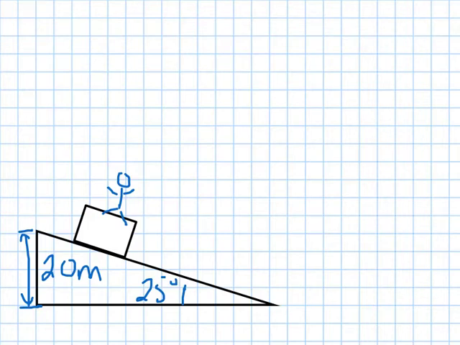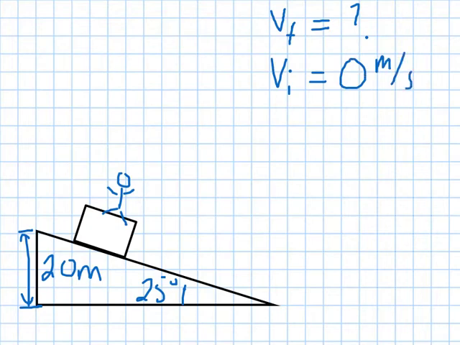So what we're looking for is a v final. I don't know what that is. To solve this, I usually need to know something about the initial speed. The problem doesn't say, but if it doesn't say, it's usually safe to assume that we're starting at 0 meters per second. Here I have a distance, but that's not the distance that the block actually travels. The block is actually going to travel down the hill this way.